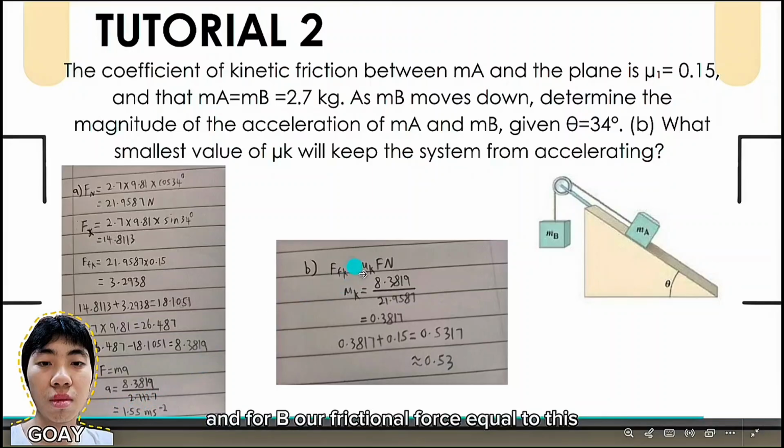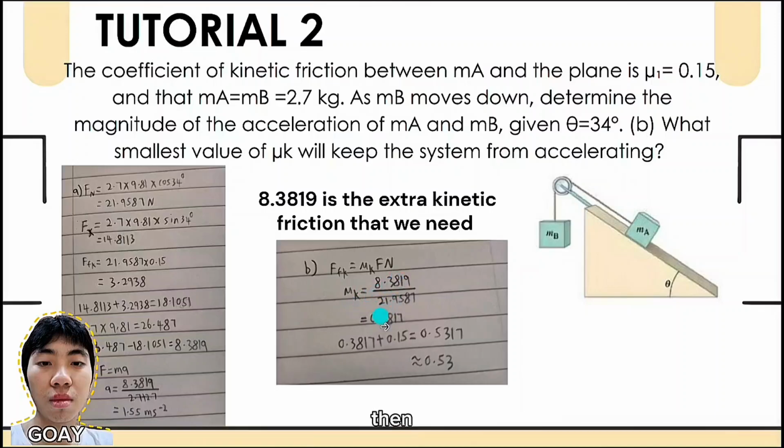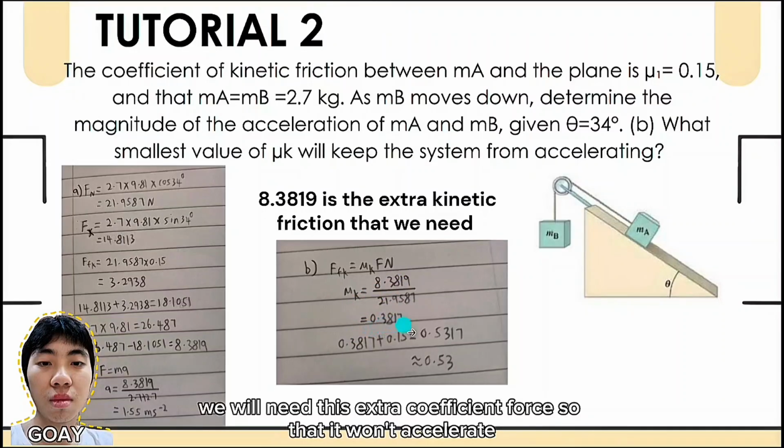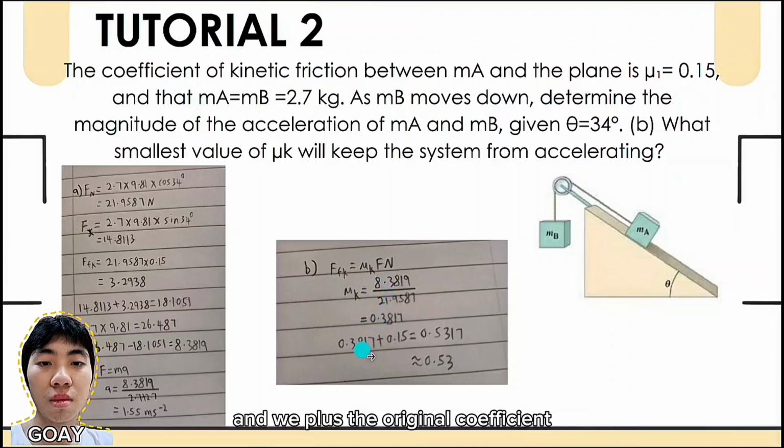And for part B, our frictional force is equal to this, so we will substitute a value inside. We will need this extra force so that it won't accelerate. We add the original coefficient, and we will get this.